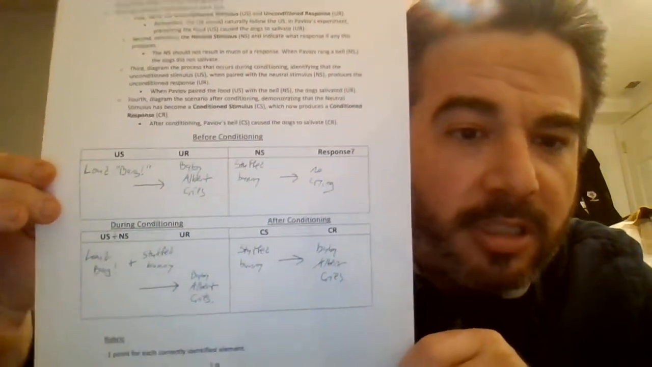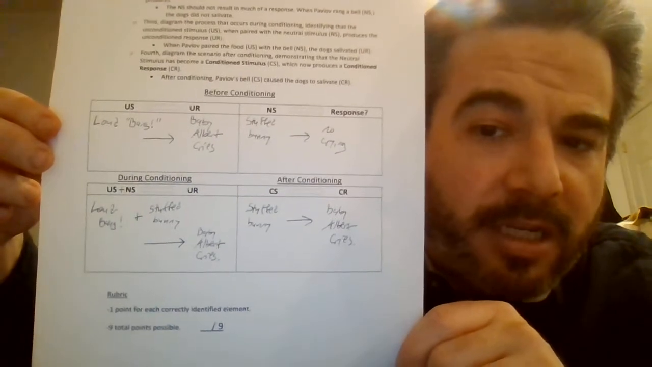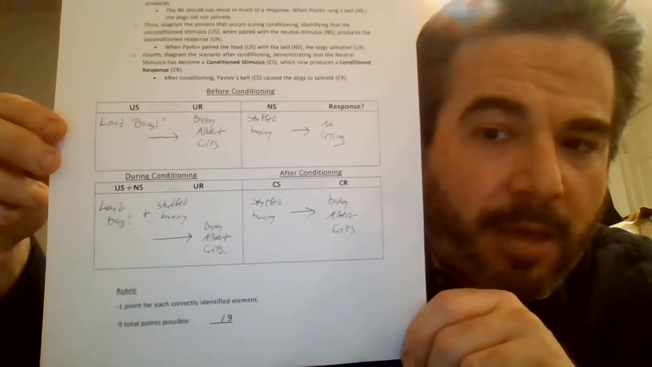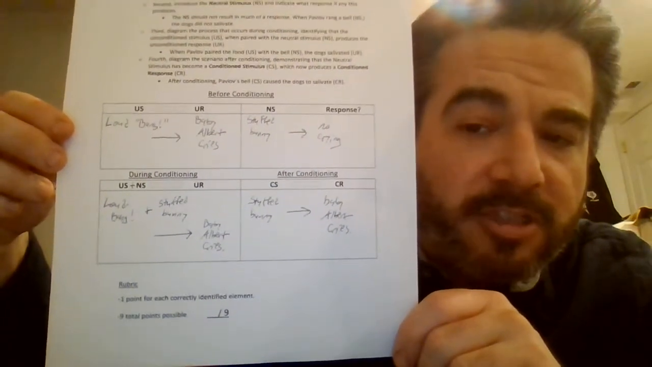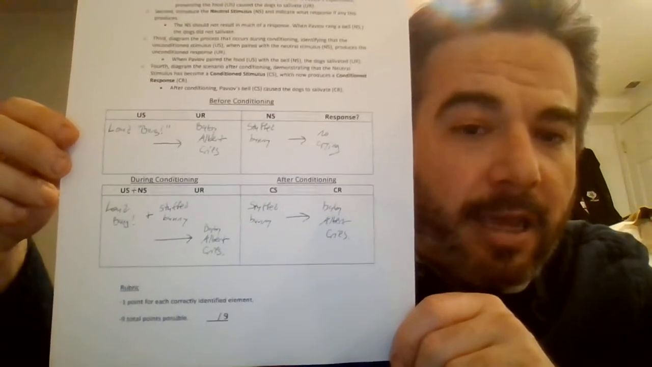I talked in video 2, if you watched it, about baby Albert as another classic example of classical conditioning. And I completed the diagram as per the baby Albert experiment. So in the first box, the unconditioned stimulus was a loud bang. The unconditioned response: baby Albert became startled and started crying.